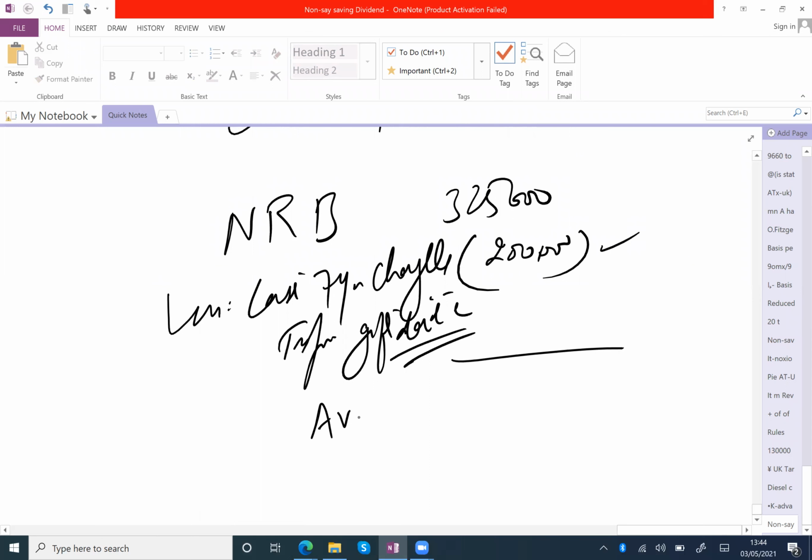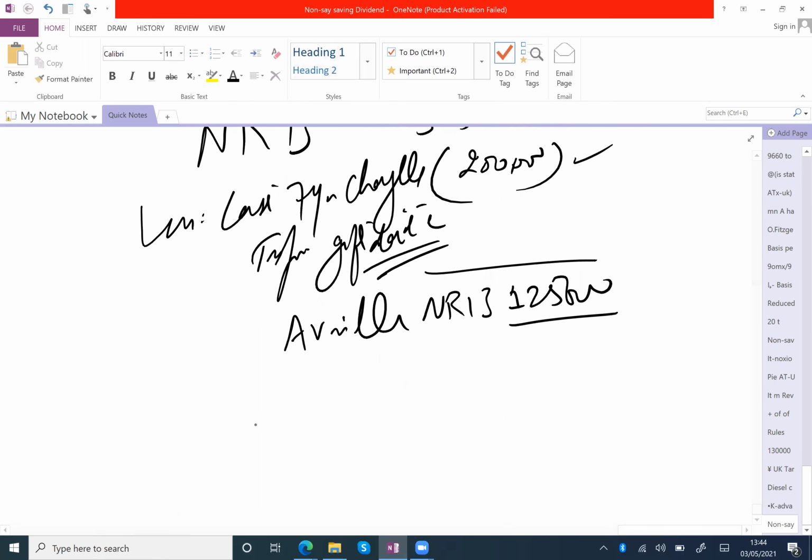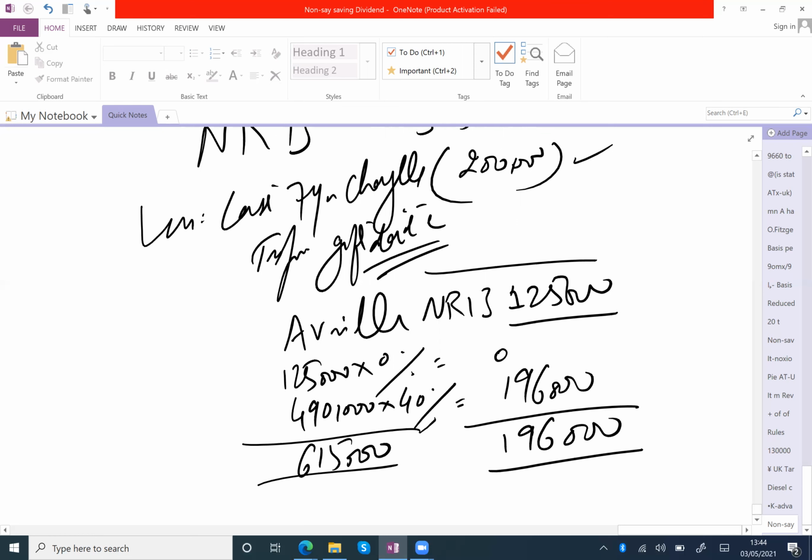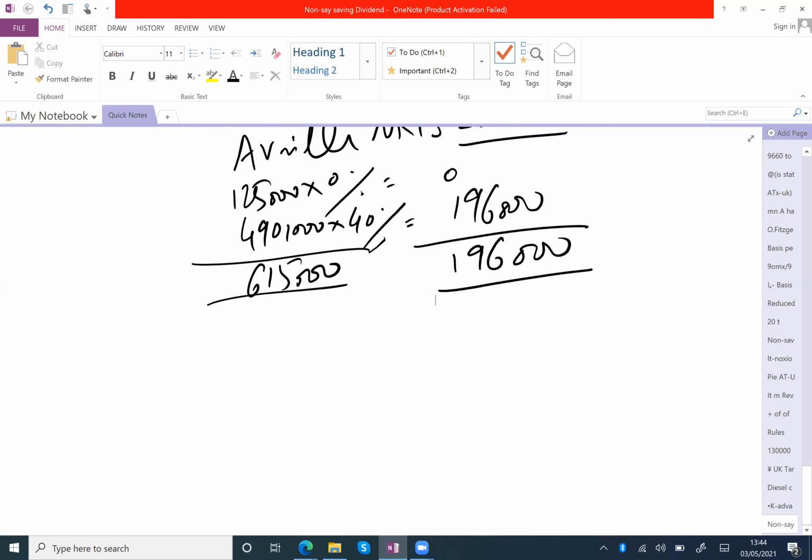So what is the available NRB remaining? 125,000. Now, the total chargeable death estate is 615,000, out of which 125,000 is covered in the nil rate band, zero tax, and the remaining 490,000 at the rate of 40%. 196,000 you will pay as tax on the death estate. But if you pay 10% of the net chargeable death estate to charity, then you will qualify for the reduced rate, and instead of 40%, you will pay 36% tax.